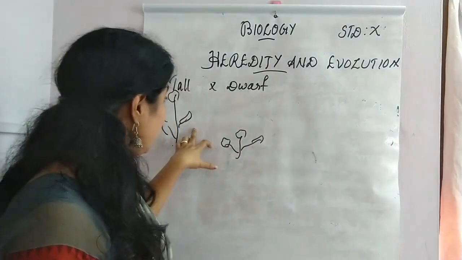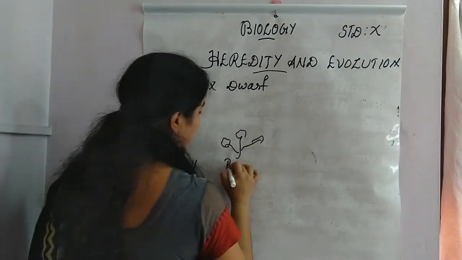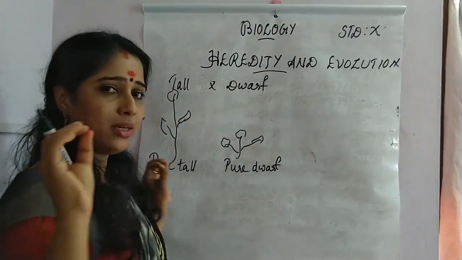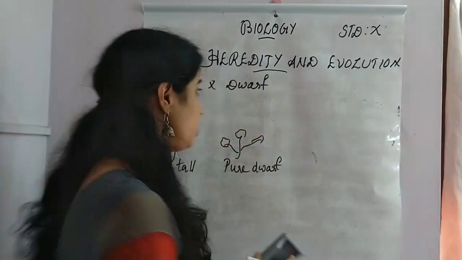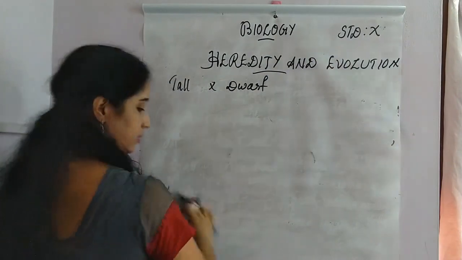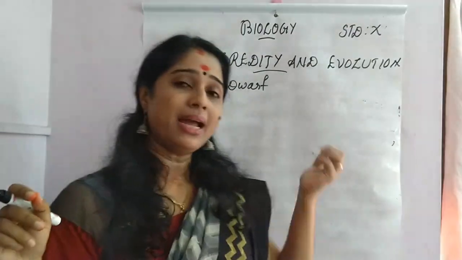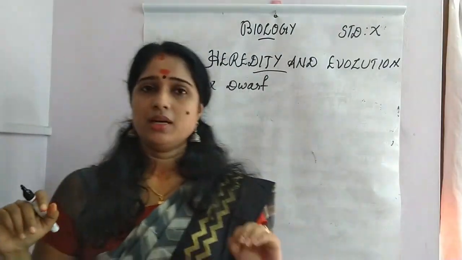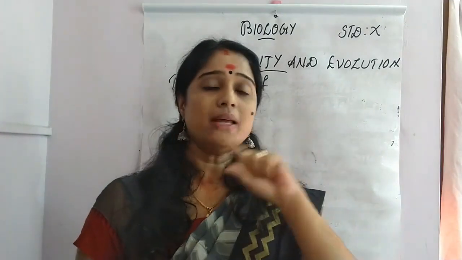Here he selected the pure tall and the pure dwarf. Pure dwarf means the plant should be completely dwarf, and pure tall should be completely tall. Then we will discuss what is pure tall and what is pure dwarf. So he selected 2 plants. As we all know, this pea plant reproduces by means of sexual reproduction. That means they receive the characteristics from both the parents.